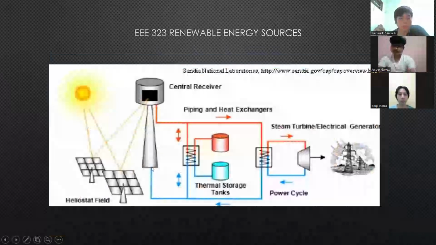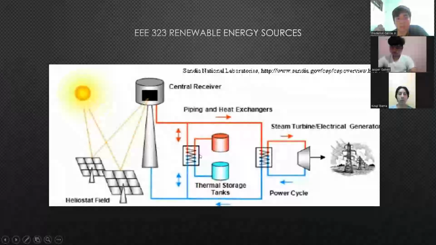Here we have another diagram. You can see here, this combines what we saw before, wherein they use heat transfer fluids to basically act as a battery and preserve the heat energy in order to heat up more of the water for a longer period of time.